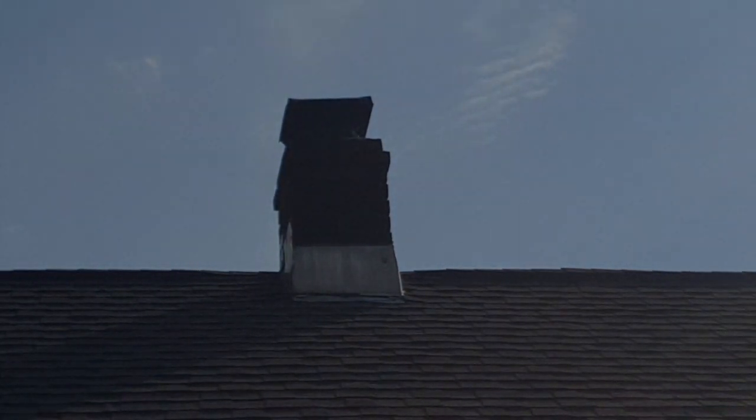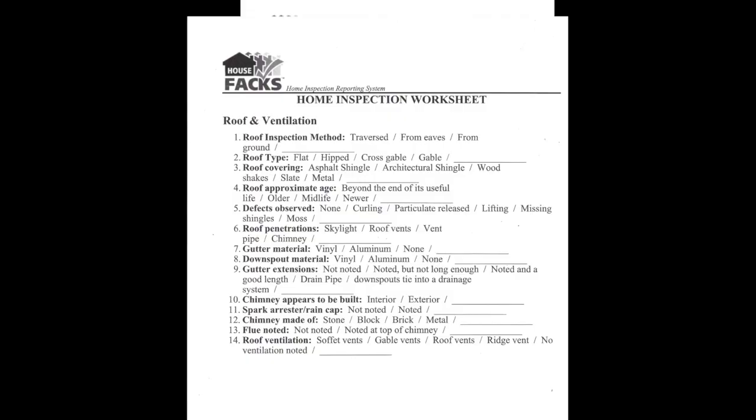Let's take a look at our inspection worksheet, shall we? So, what we have here is our roof and ventilation inspection worksheet. As you can see, we're going to go through each element, being the roof section, down to the gutter section, looking at the chimney, and then looking at the overall ventilation. So what we're going to do is break this up into particular sections as we inspect each element of the roof and ventilation section.